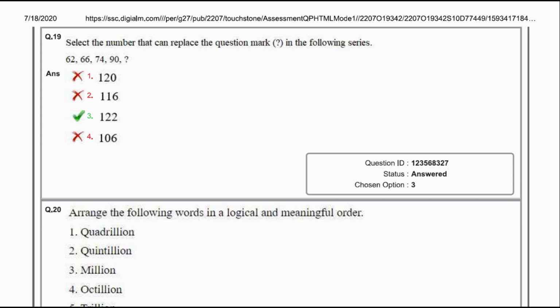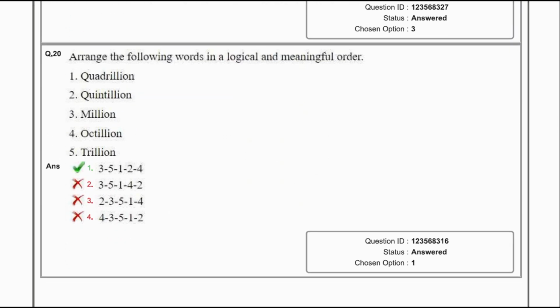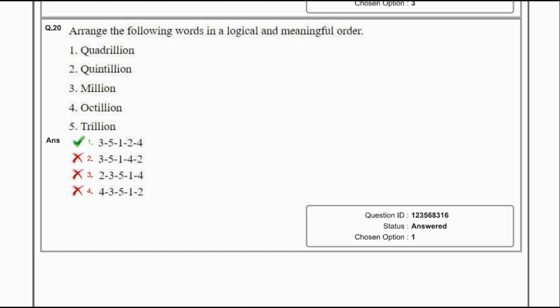Arrange the following words in a logical and meaningful order. Quadrillion, quintillion, million, octillion, trillion. So arrange it: million is the first one, then trillion, then quadrillion, then quintillion, then the fourth is octillion. Move to question 21.